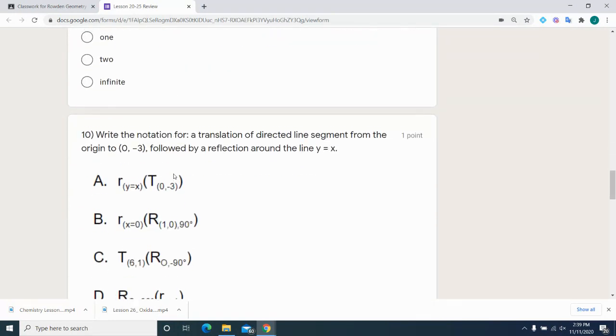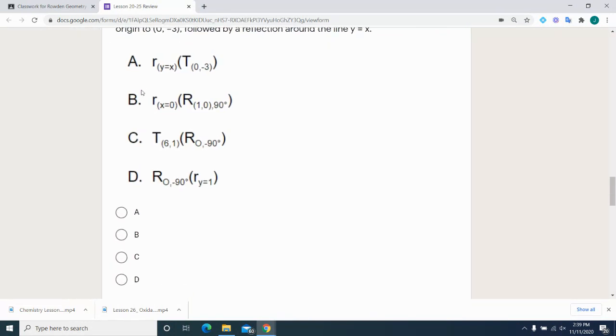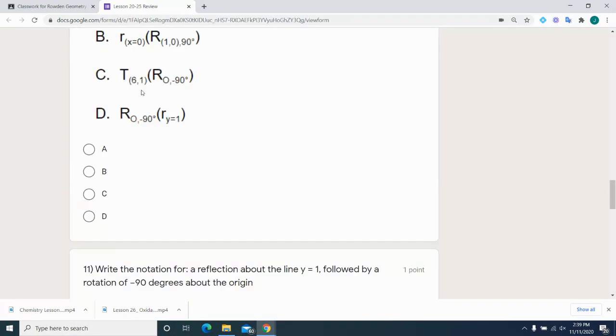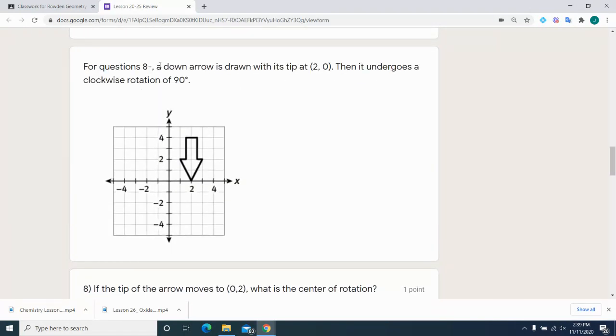Okay, another typo. This should be telling us which questions. This is going to be 8 through, I think just 8 through 9. So I'll fix that one as well. So questions 8 through 9.